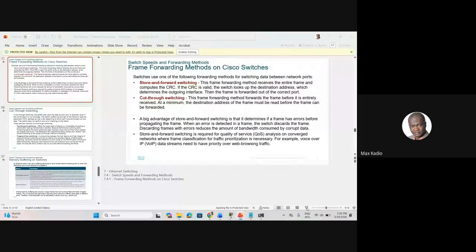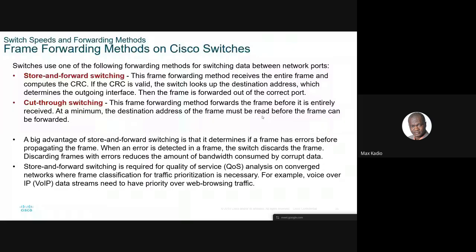So these are the two forwarding methods. What does it mean? When a PC sends data, the switch will receive it. Then the switch is going to check your data, from A to Z. If everything is okay, before it forwards, we call it store and forward switching.